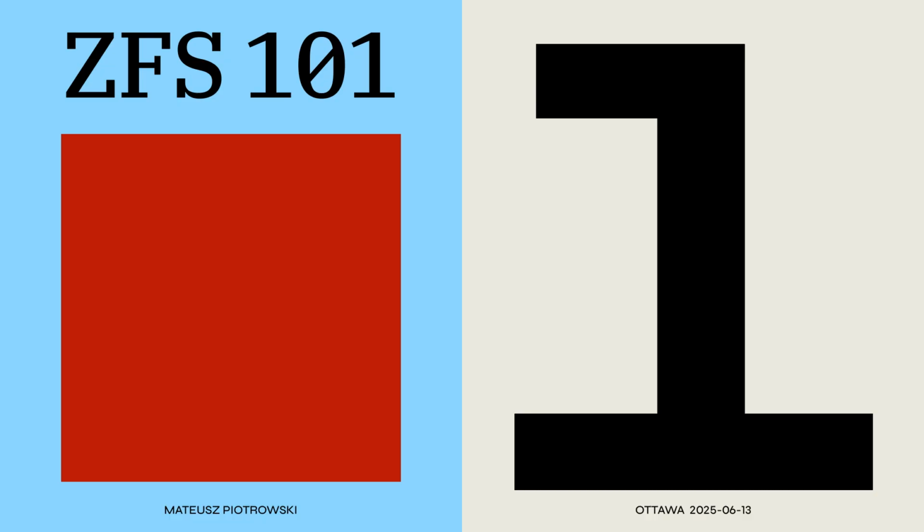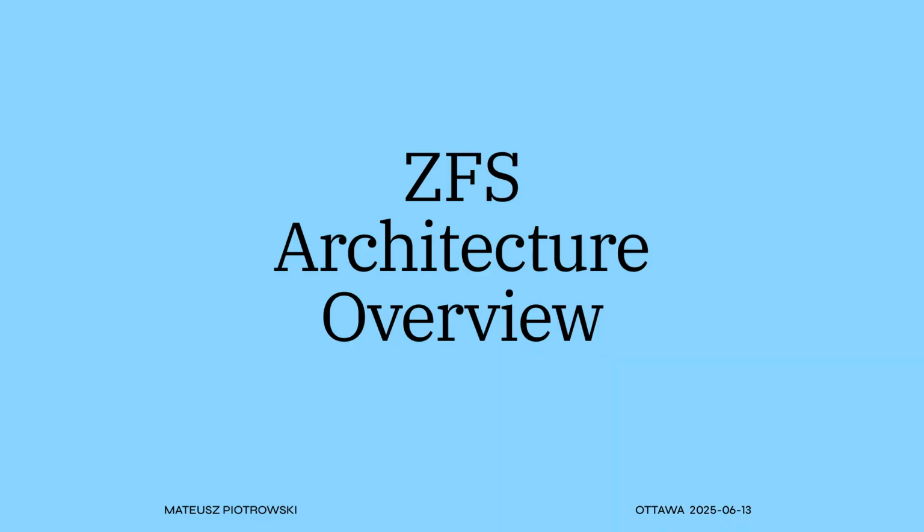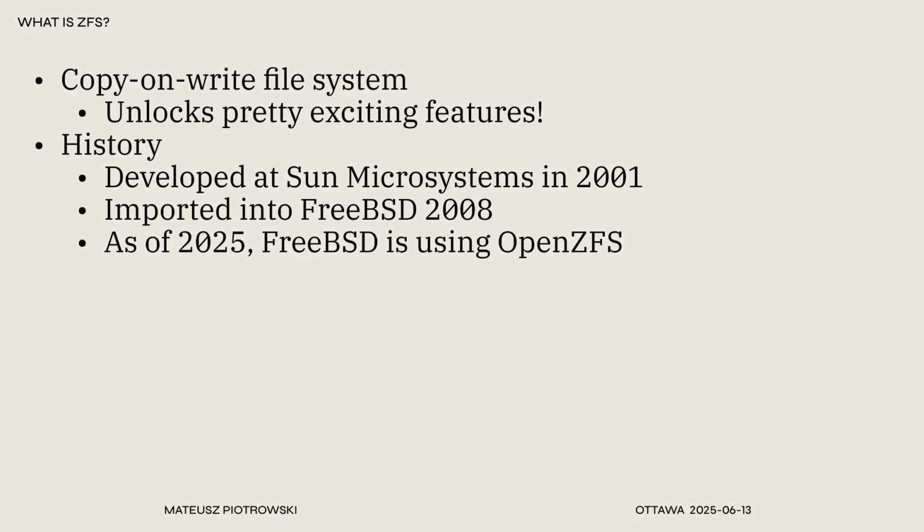The architecture overview. So what is ZFS? It's a copy-on-write file system. In contrast to traditional file systems, which we may call overwrite-on-write, with copy-on-write, when you are updating a file, you never overwrite the blocks in the same place. You always find a new place on the disk where it's still free, unused, and this is where you save your new bytes. And it unlocks pretty exciting features. I'll tell you more about it in a moment.